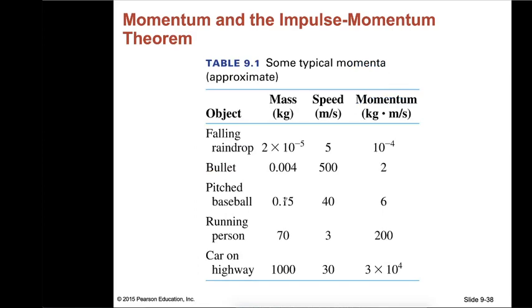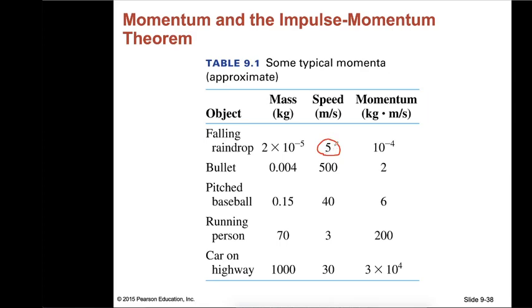Okay, so here are some common examples of momentum. For example, a falling raindrop. The mass of a falling raindrop is 2 times 10 to the negative 5 kilogram. The speed is usually a few meters per second. So usually it's not going to be much faster than this value.